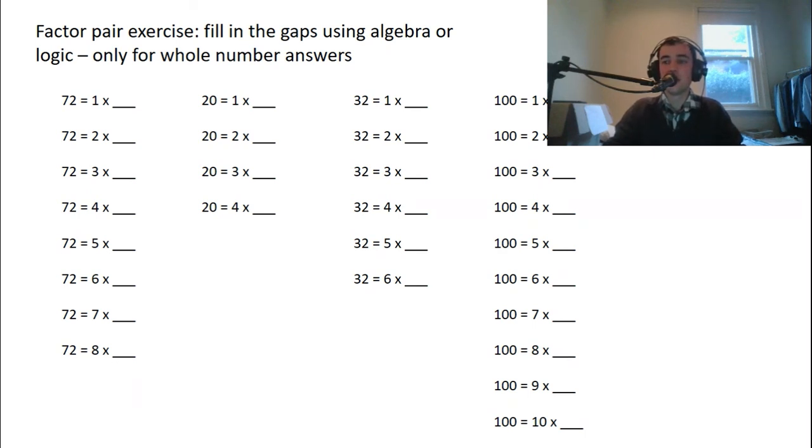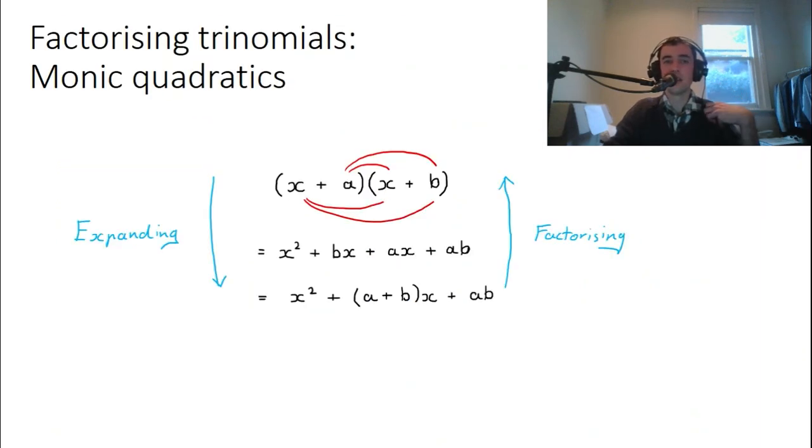Now, I'm going to see you next time for some of the harder factorizing. And when I say harder, it's not necessarily harder, it's just the next level, which is monic quadratics. I'll tell you what that is later.